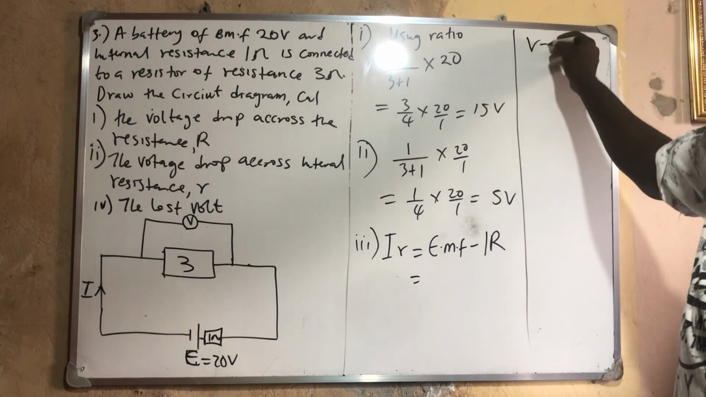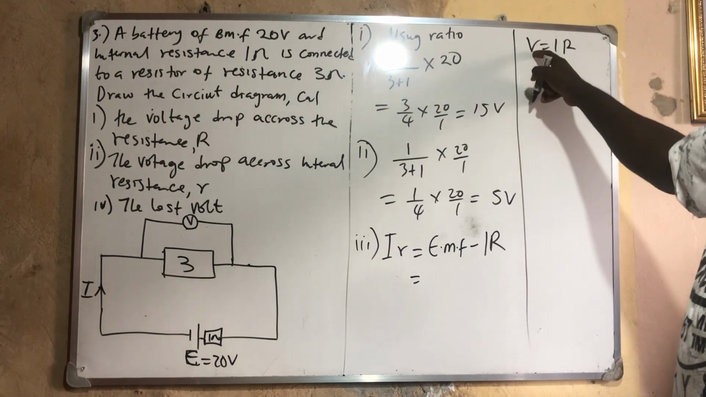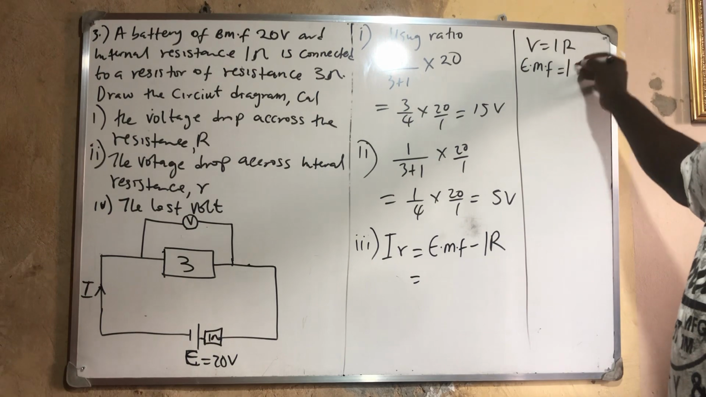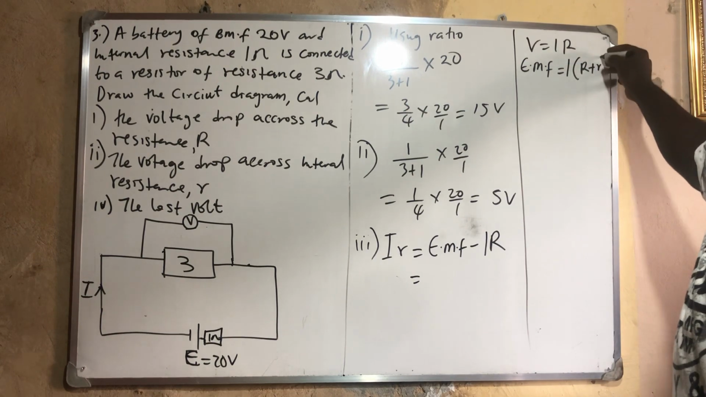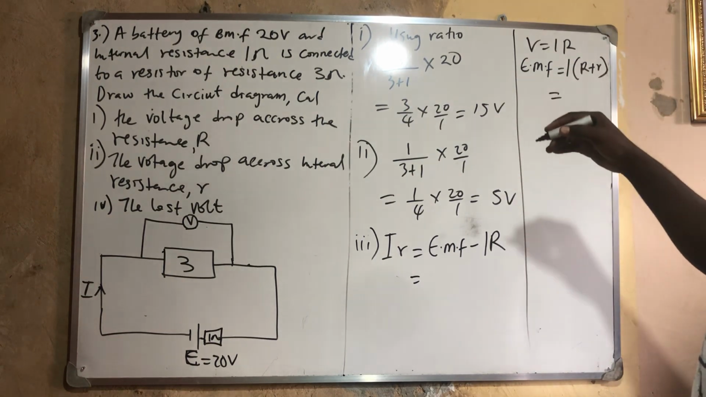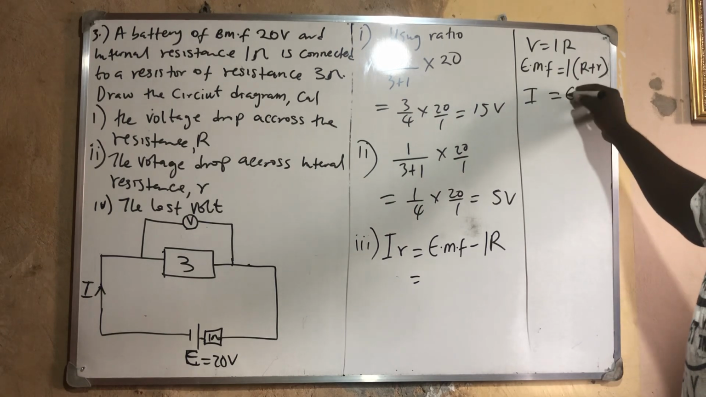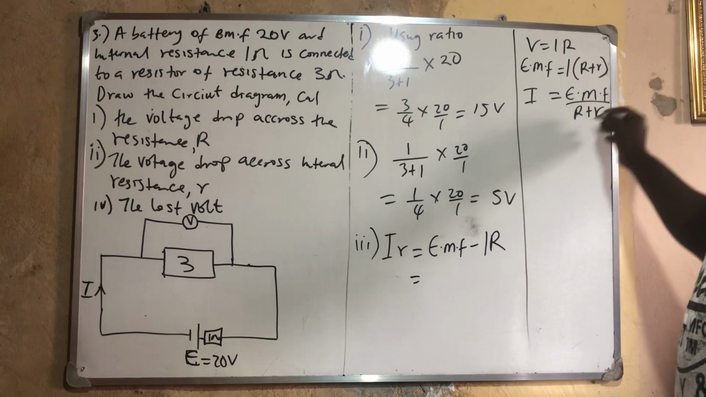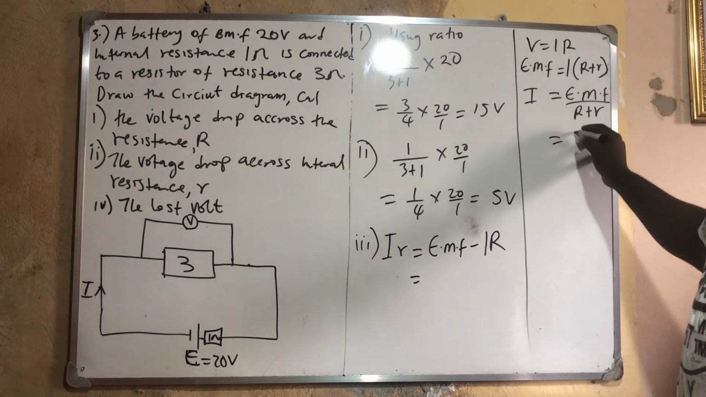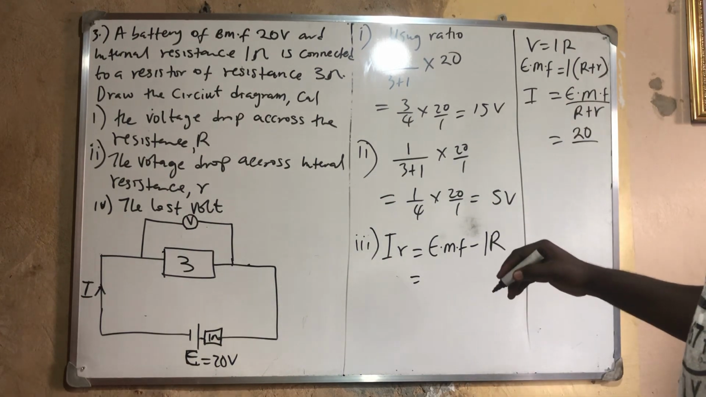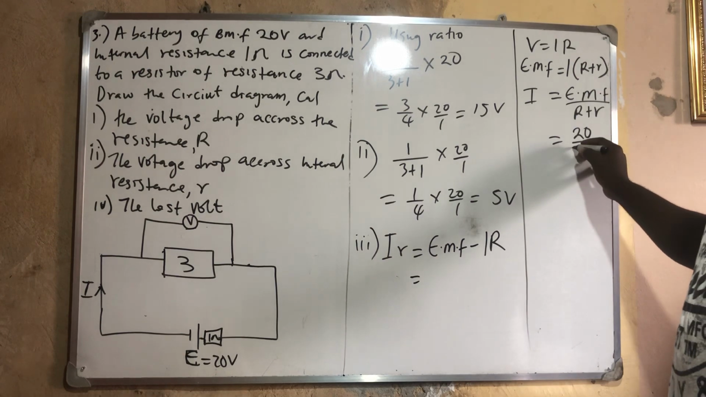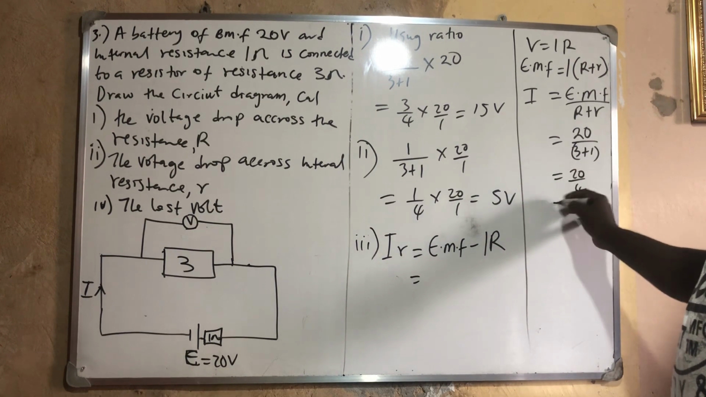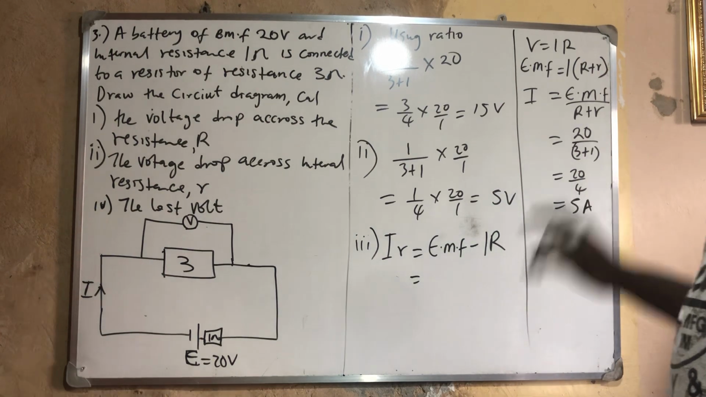So we know that V is equal to IR, but V now will turn to EMF. EMF is equal to I in bracket of big R plus small r. Don't forget. So to get my I, it will now be EMF divided by R plus r. The EMF there is 20 divided by 3 plus 1. So I have 20 divided by 4, which is 5 ampere. So I have 5 ampere here.